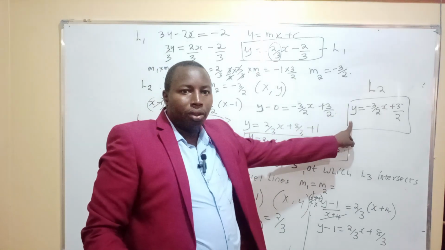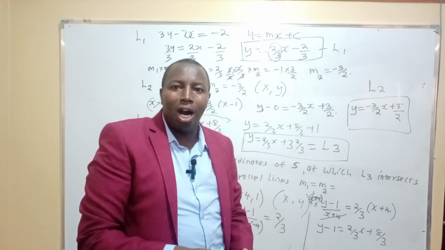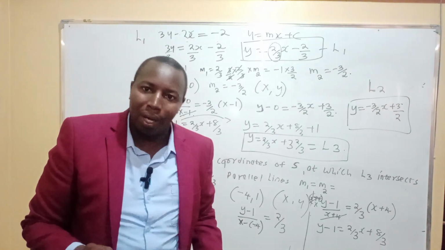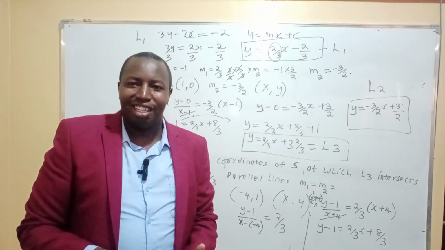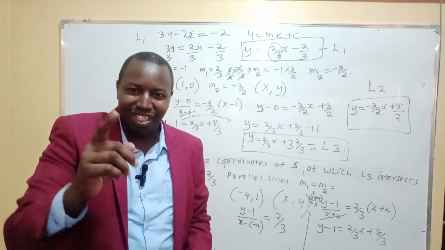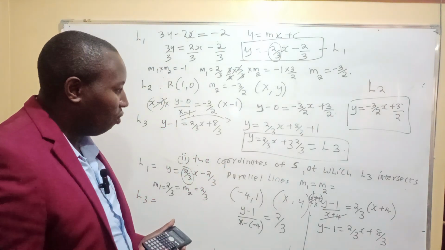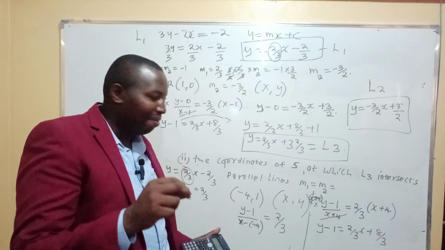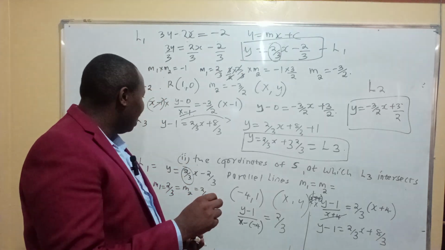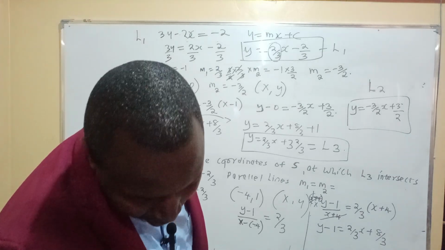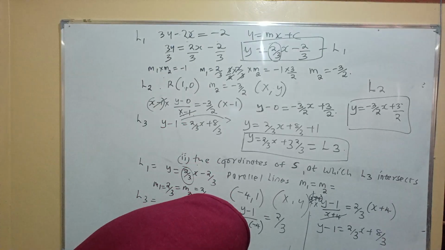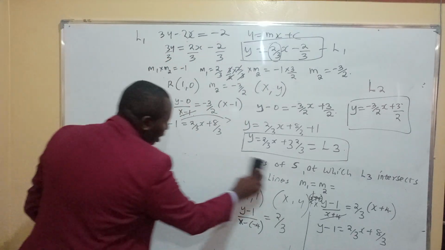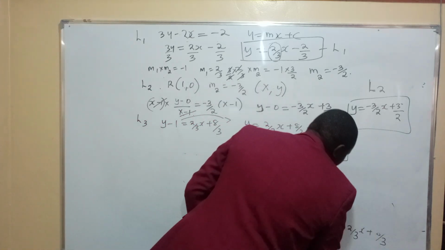Remember you had your R2 and you have your R1. You now have all the three equations of the straight lines that are required. Then from there, you go to the last question: the coordinates of S, where L3 intersects L2.